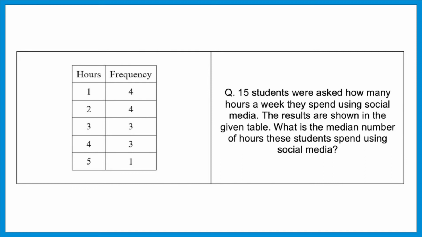In other words, in the first row, that means 4 students answered with 1. In the second row, it means 4 students answered with 2, and so on. So your data is not 1, 2, 3, 4, 5. Your data is actually 1, 1, 1, 1, 2, 2, 2, 2, 3, 3, 3, 4, 4, 4, and 5. If you were to list that data out, the median in the middle would actually be 2.